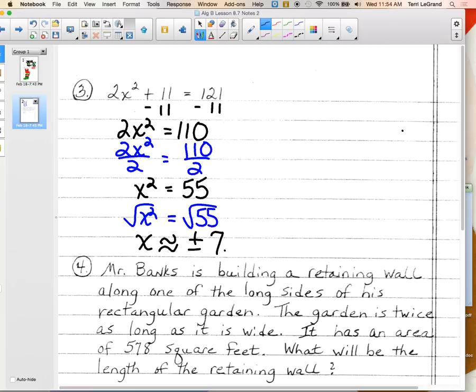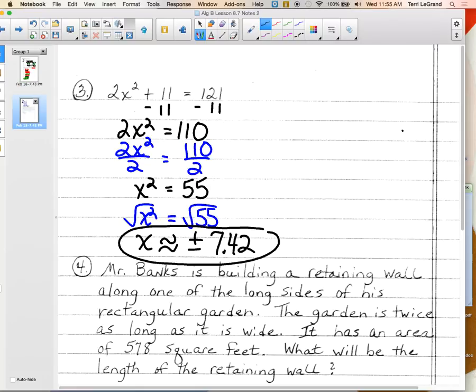Malcolm? You want the wrong number first? Nope, I just want it rounded to the nearest hundredth. 7.42. Okay, so 7 and 42 hundredths. Everybody agree with Malcolm? We like it? Okay, and there's our answers. There's our solutions.